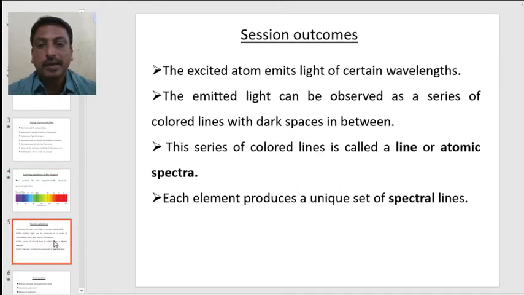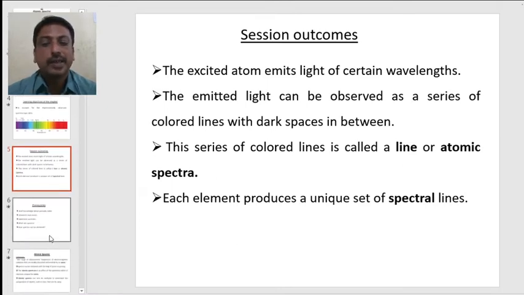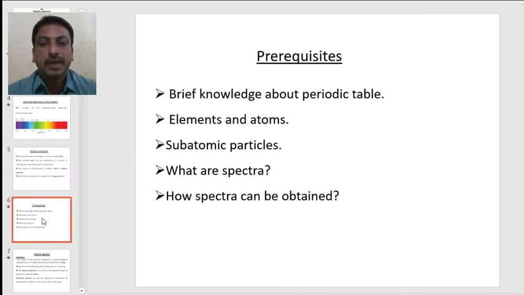After completing this session, you will be able to understand that the excited atom emits light of certain wavelengths, and the emitted light can be observed as a series of colored lines with dark spaces in between. This series of colored lines is called a line spectra or an atomic spectra, which is characteristic of a given element. If the atom changes, then the spectra also changes. The required prerequisites for this session are a brief knowledge about the periodic table, elements, atoms, subatomic particles, and what is spectra and how the spectra can be obtained.